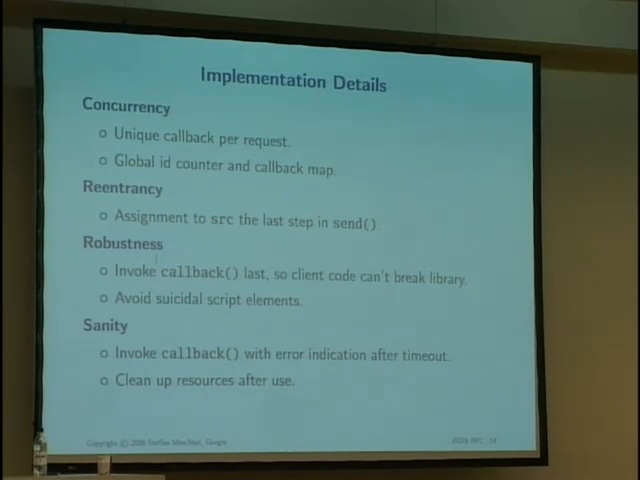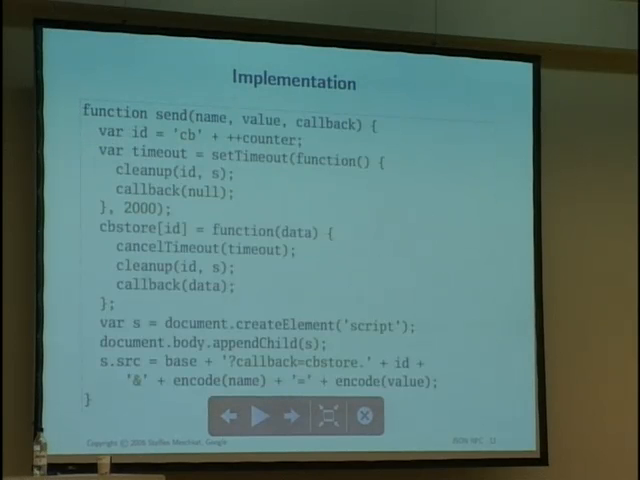Another thing is robustness. One thing I already explained: I avoid suicidal script elements, that is, script elements that remove themselves from the DOM while they are being executed. And another thing, again in the implementation of this function, is that you notice that I invoke this callback function last. There's actually no real semantic reason for it. I could just as well call the callback function first. But the callback function is nothing that I have control over, in the sense that I am the author of this library.